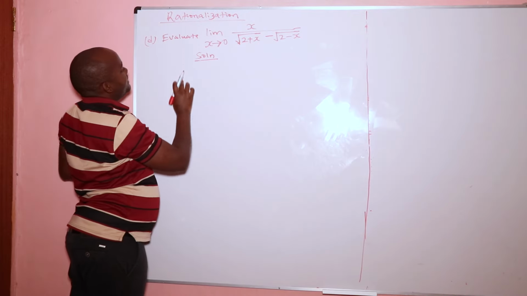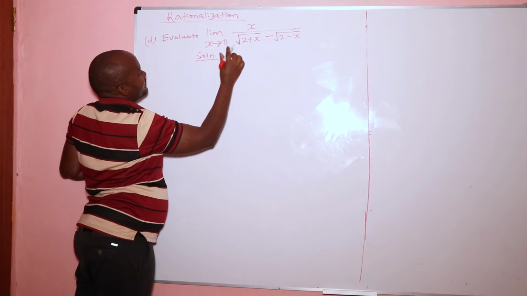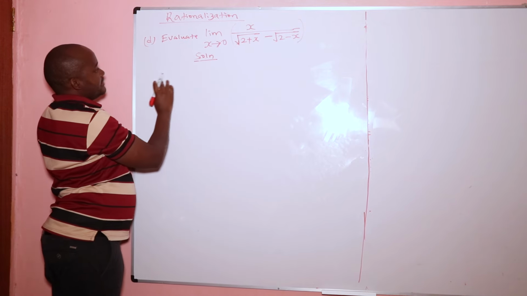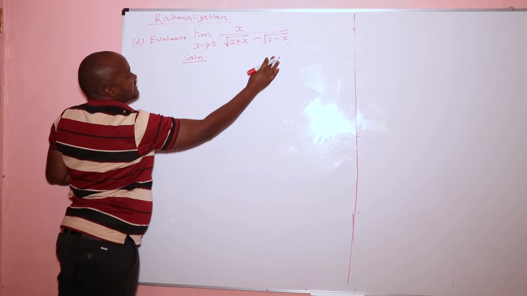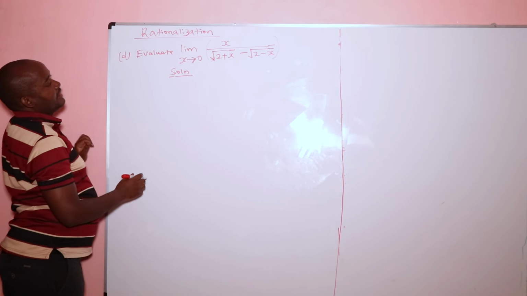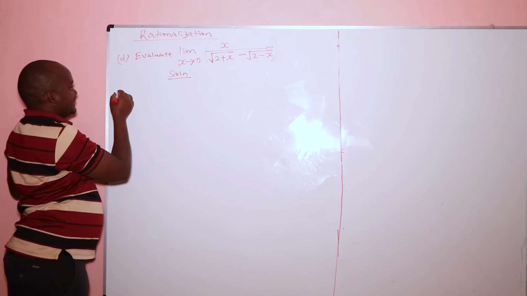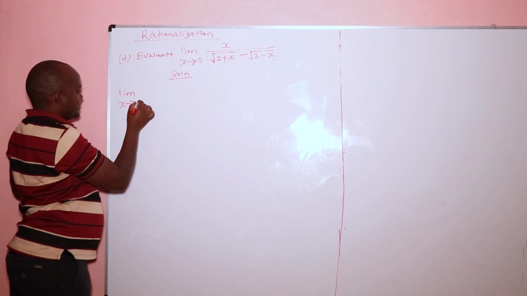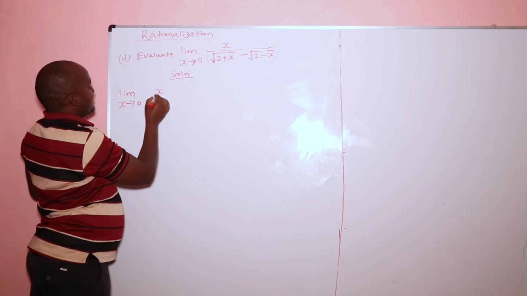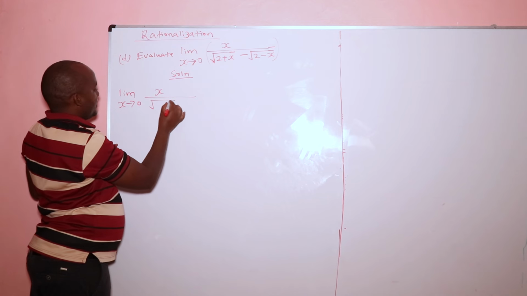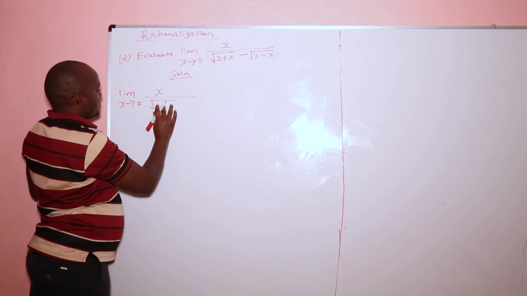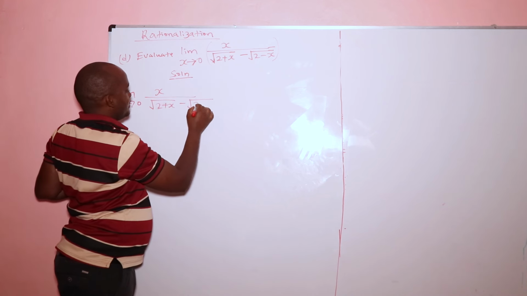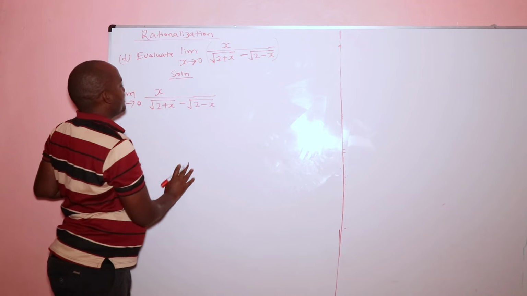The next example is to evaluate the limit of this particular function as x approaches 0. So once again, you notice now in this case, unlike the others, the surds are in the denominator. So the solution of it will be the limit as x approaches 0 of x divided by the square root of 2 plus x minus root 2 minus x.